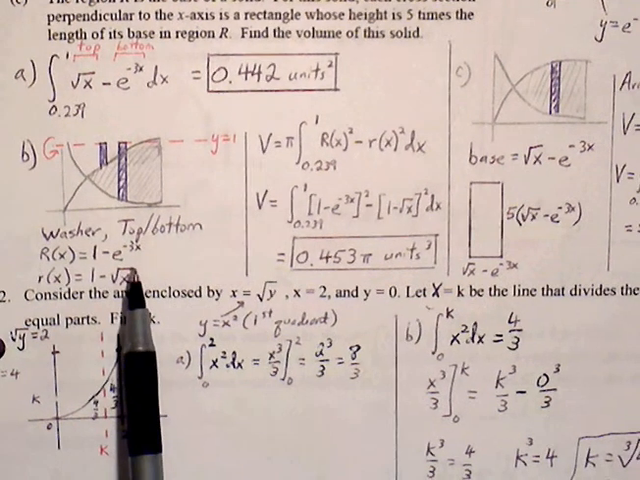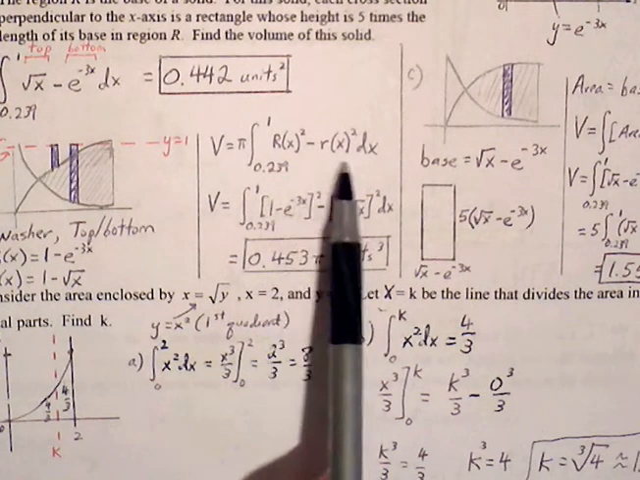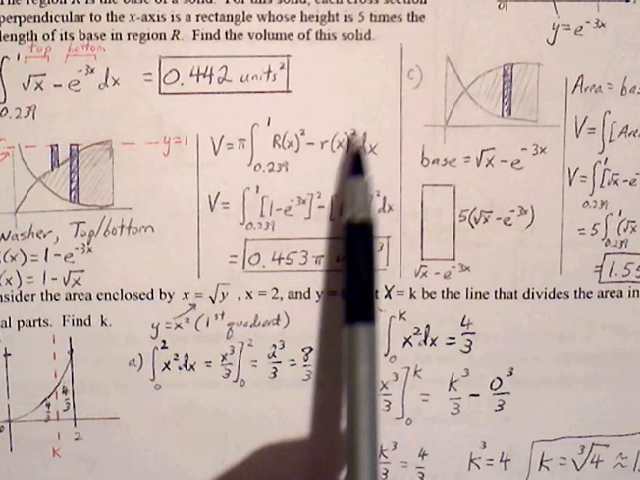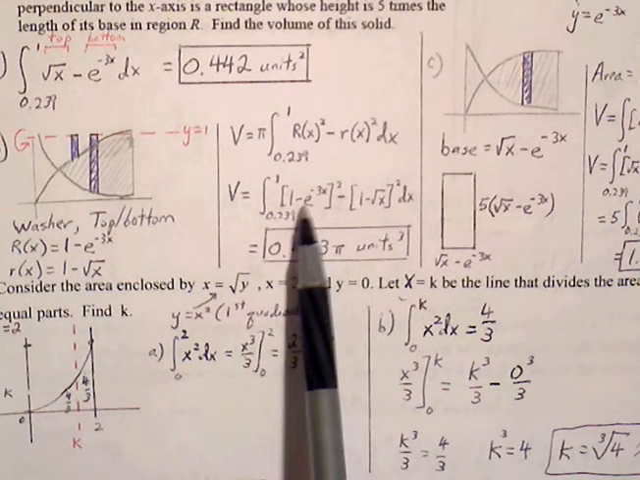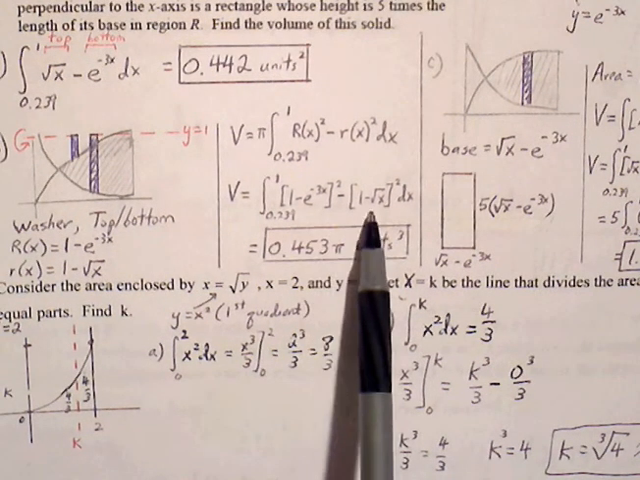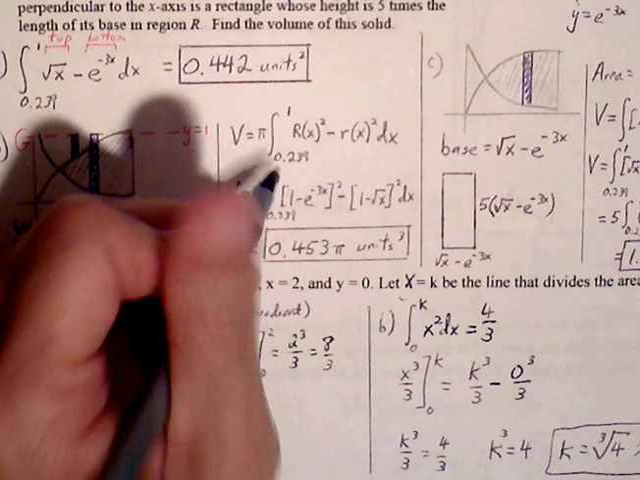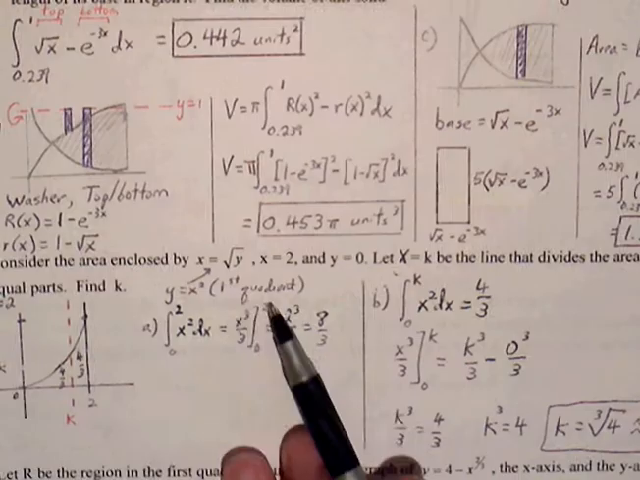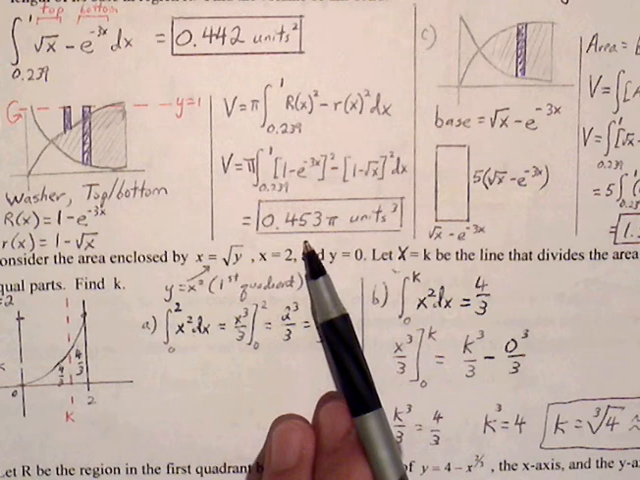And now we can plug into our washer method formula, which is pi times big R squared minus little r squared. We just methodically plug this in, big R quantity squared minus little r quantity squared between 0.239 and 1. And we need a pi here as well. Okay, and then this can go in your calculator, and you'll get 0.453 pi cubic units.